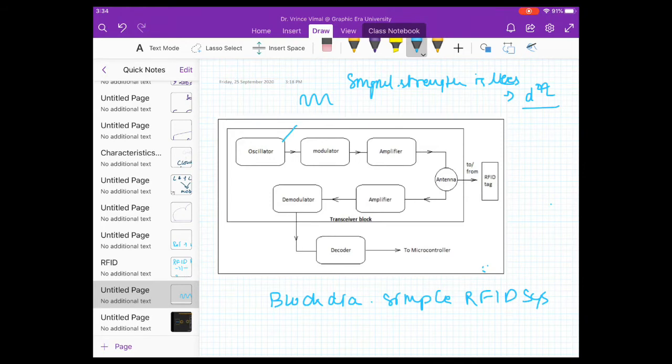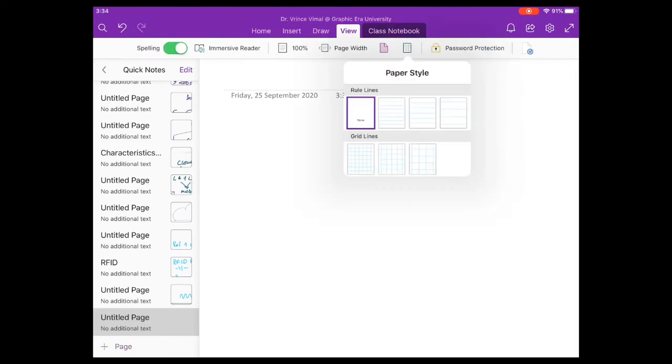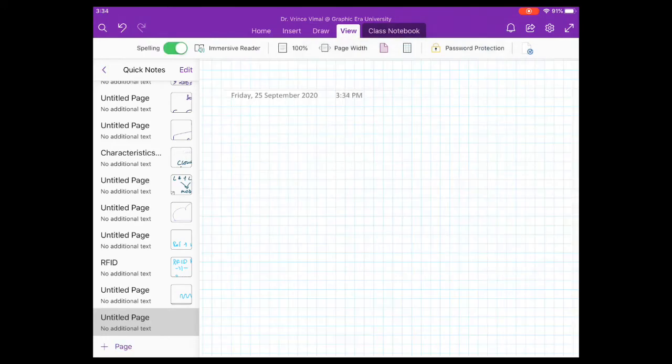So for this signal to propagate up to a greater distance, we need to have a modulator. Now what does this modulator do? What is the role of the modulator? Modulator is nothing. It simply modulates your signal on a high frequency carrier wave.